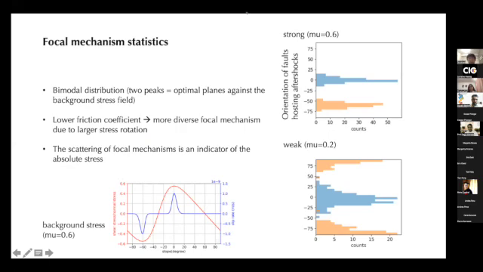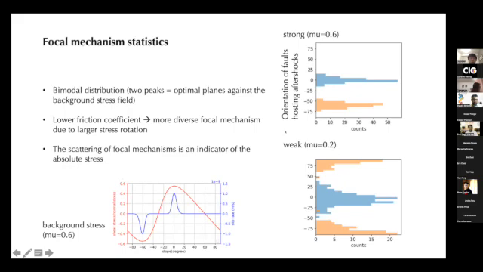This is the last topic, which is focal mechanism statistics. Because I put 600 differently oriented subsidiary faults, I can do statistics for the focal mechanisms of aftershocks. This is showing the histogram of focal mechanisms of aftershocks, and you can see it is a bimodal distribution. The two peaks correspond to the optimal planes against the background stress field I imposed.